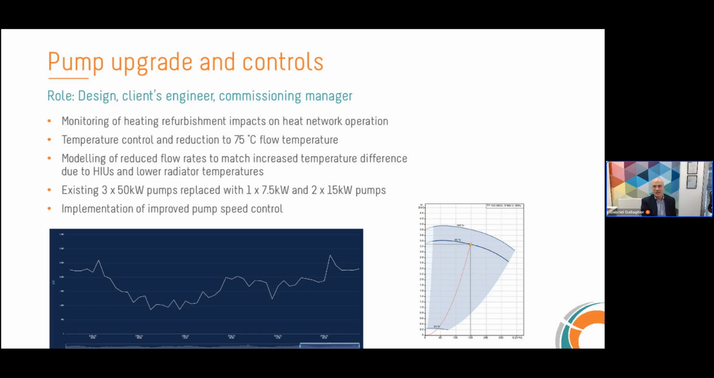Then there was some monitoring of that network operation, and a move then to drop generation temperatures down to around 75 degrees, and with the increased LT of the whole network, that allowed removing or changing out the 3 existing 50 kilowatt pumps with smaller summer pumps and operational pumps, which produced large electricity savings, tens of thousands per annum in terms of just electricity savings alone, and implemented some basic pump speed control at that stage of the scheme.